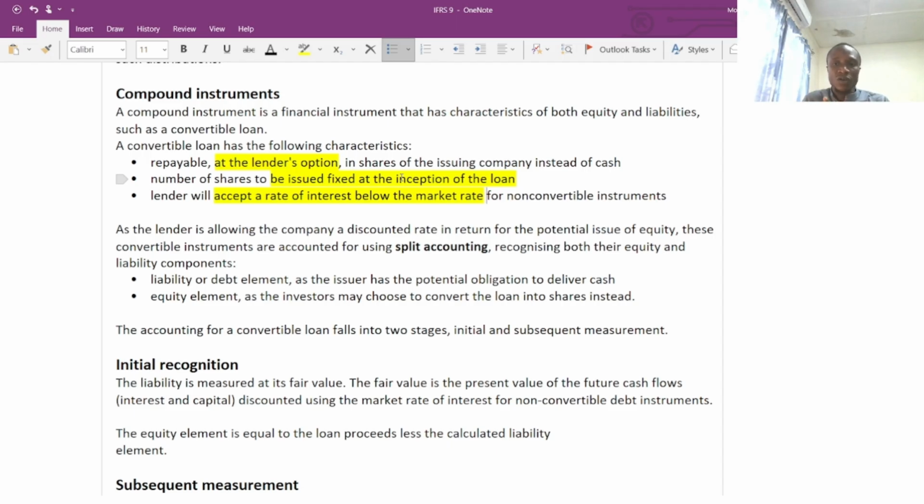So now, recognize both the equity and the liability. The liability or debt element is recognized as the issuer has the potential obligation to deliver cash.